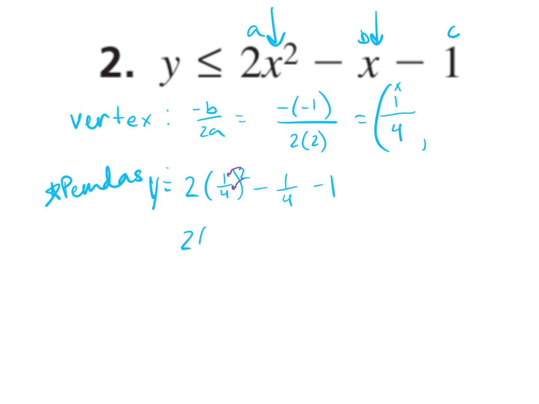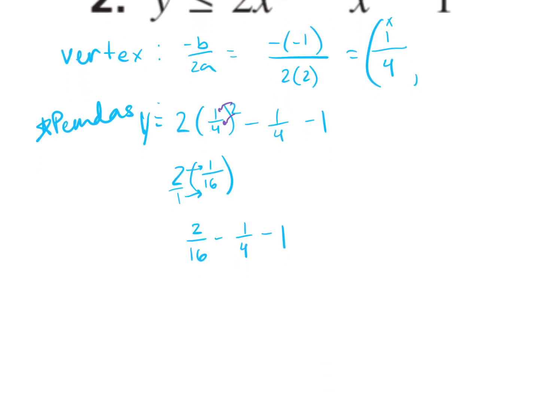So this is 2 times 1 squared is just 1. 4 squared would be 16. And then I can multiply these two together. When we multiply fractions, we multiply straight across. So multiply the tops together and the bottoms together. So this would be 2 over 16 minus 1 over 4 minus 1. We can simplify 2 over 16 because 2 goes into both 2 and 16. So I can change it to be 1 over 8.